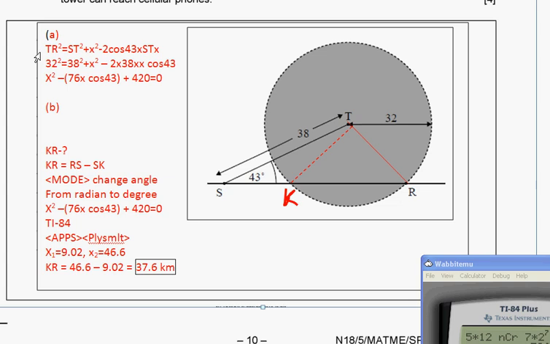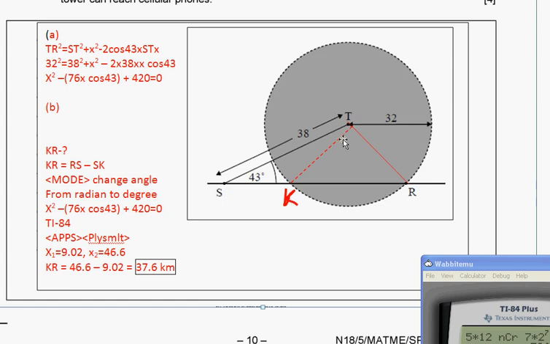Now we should find the distance between R and S. It will be SR minus SK. On the other hand, SK and SR are solutions of the cosine rule for this triangle and this triangle. So we use this triangle.